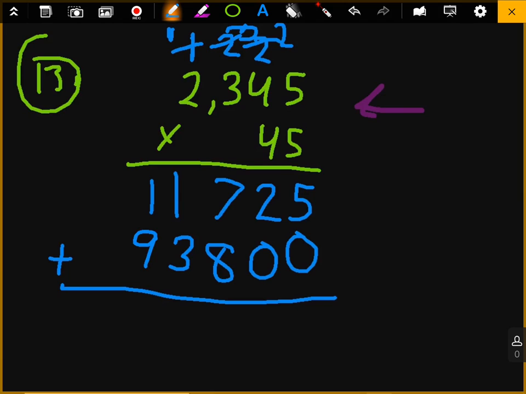Now we add our partial products to give us the final answer. 5 plus 0 is 5. 2 plus 0 is 2. 7 plus 8 is 15, so I have to put the 5 there and carry the 1. 3 plus 1 is 4, plus the 1 that I carried over is 5. And 9 plus 1 is 10. So our answer is 105,525. Okay?